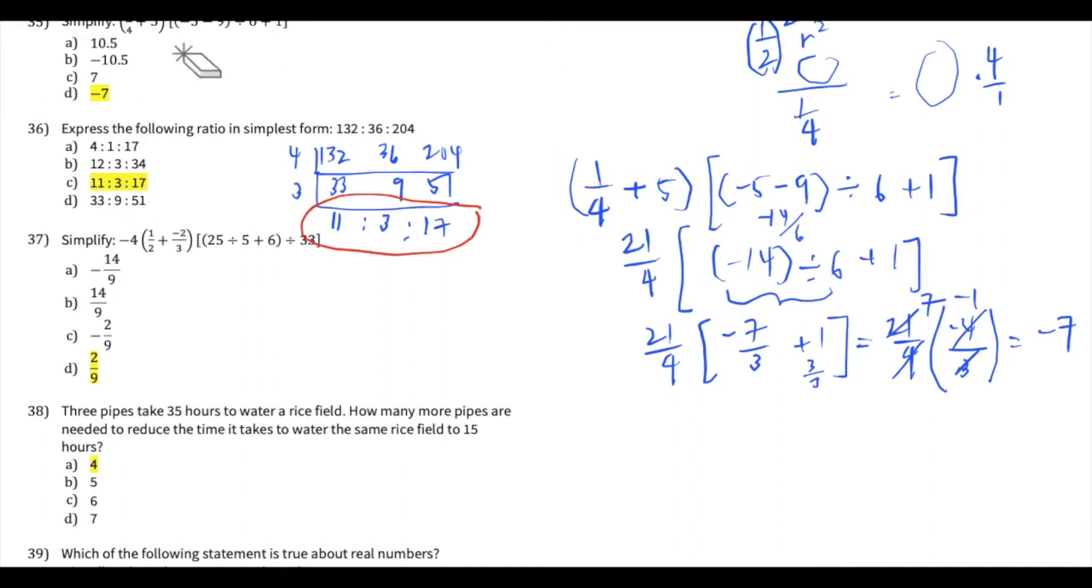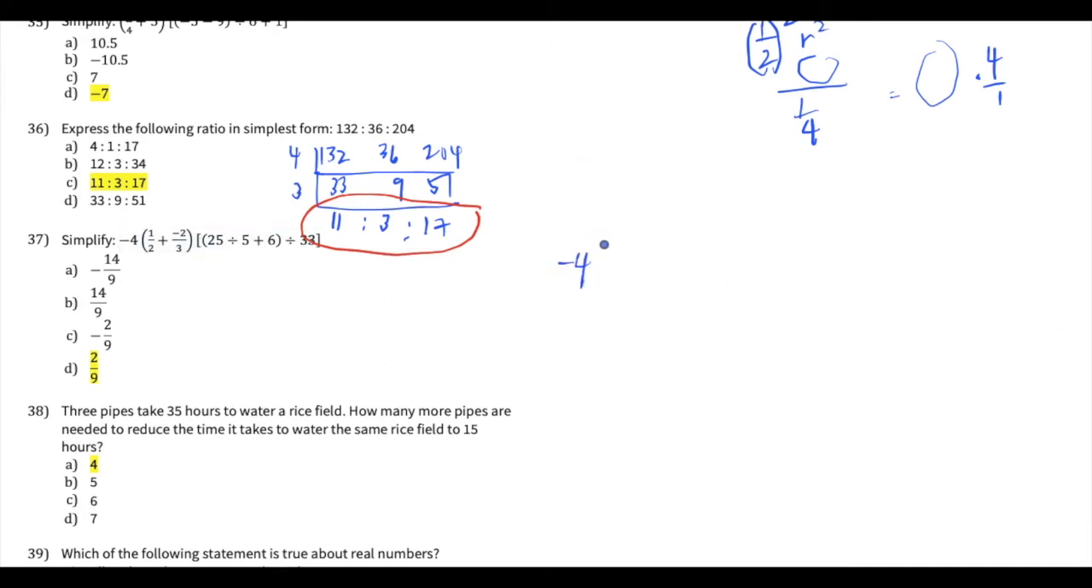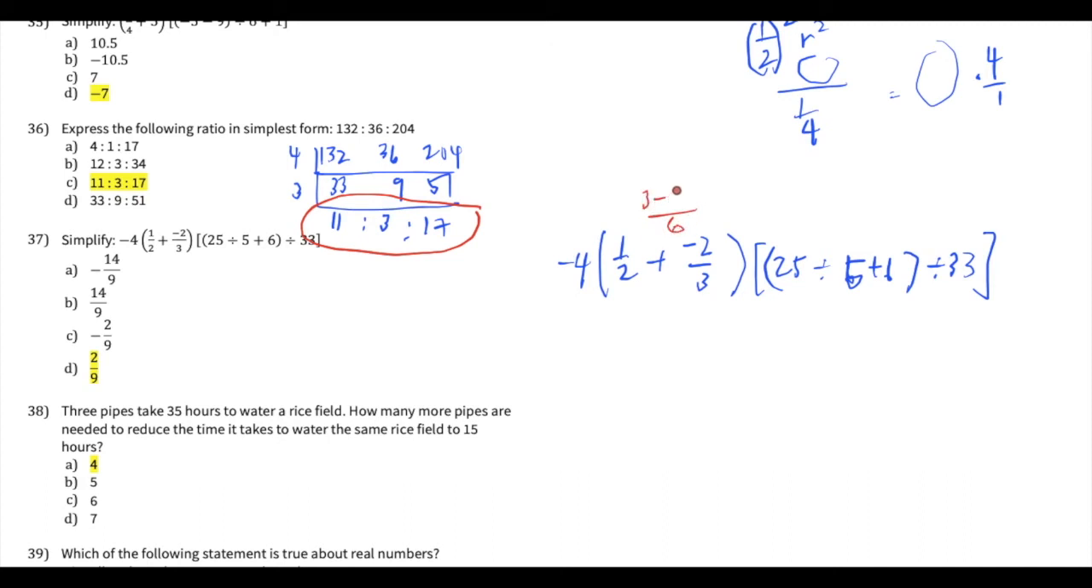Okay, let's erase this one first. We have negative 4 times 1/2 plus negative 2/3 times 25 divided by 6, divided by 5 plus 6 divided by 33. Okay, now let's start with this one. Negative 1/2 plus negative 2, ang common factor nila, ang LCD nila would be 6. This would be 3 minus 4 or negative 1/6.